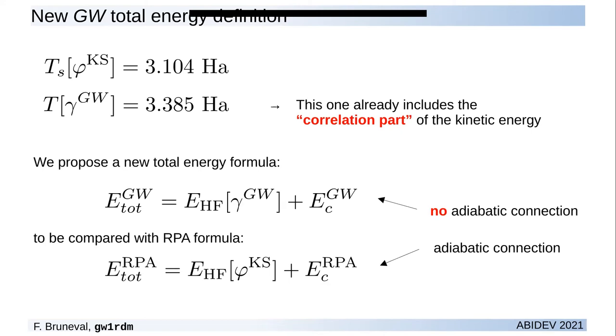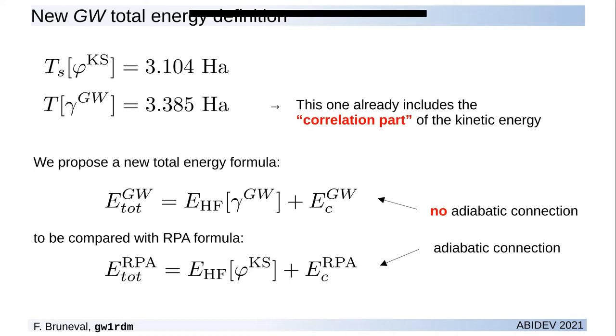And that's why here I wrote the evaluation of the kinetic energy, and you see the large difference between the two, because the Kohn-Sham one is missing the correlation part, and usually it's included from the VXC, not from this TS term. And with this, we could propose a new evaluation for the GW total energy based on the density matrix. And this should be closely related to the RPA functional.